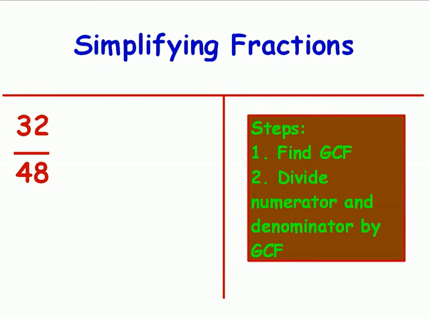Okay, what we're going to do right now is we're going to simplify fractions. There are basically two steps of simplifying fractions. You are going to find the GCF, and you're going to divide the numerator and the denominator by that GCF. Remember, to find the GCF, you first do your prime factorization, whether it's the cake method or the factor tree, and then you circle the numbers that they have in common.